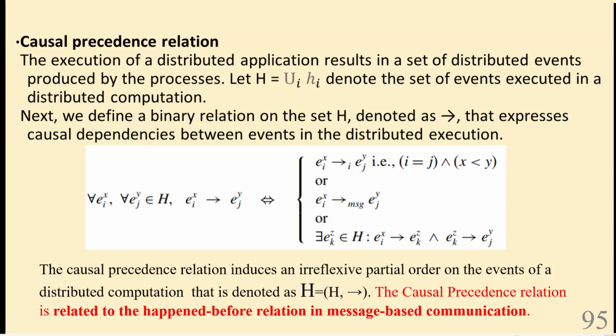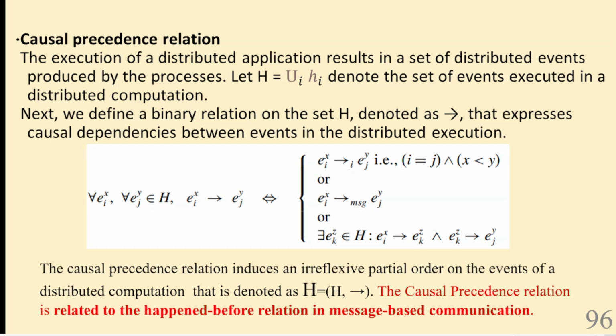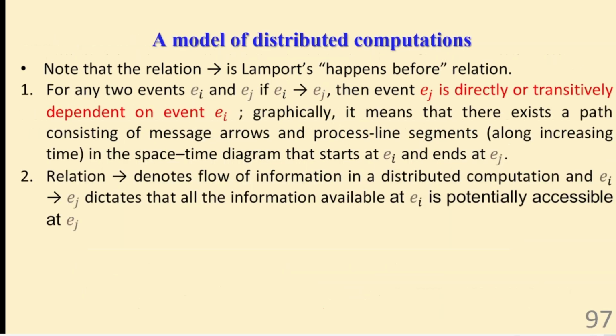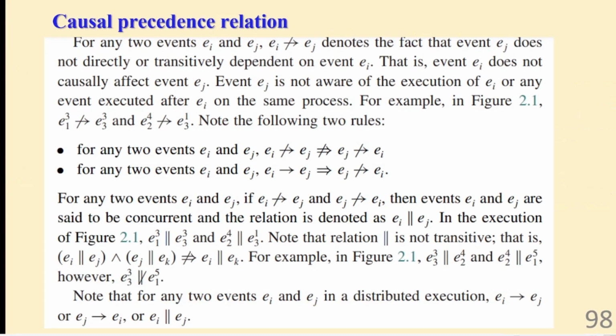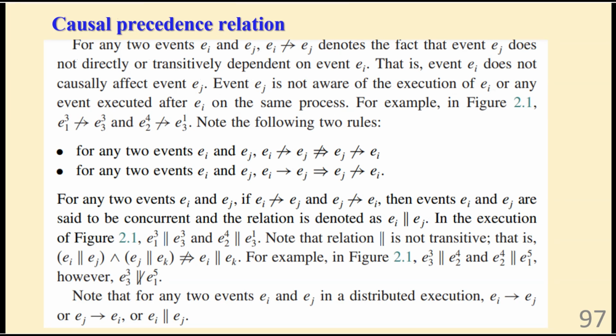Okay, that is about the causal precedence relation. That's related to the happened-before relation. And this is what I've just told you about transitivity and those things. Now we have the causal precedence relation. But before that, you need to know what concurrent events are.